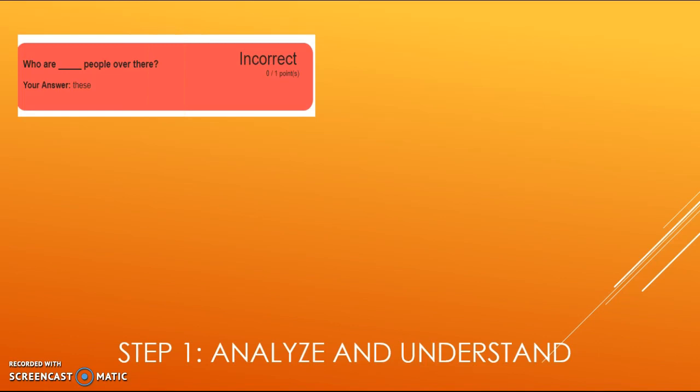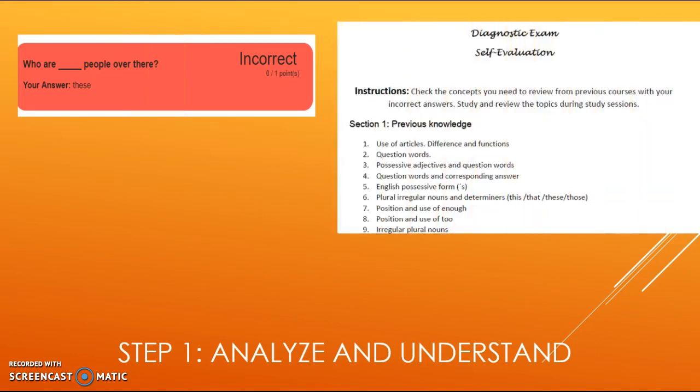For the incorrect answer that you've got, you're going to connect it with the list of topics of the self-evaluation of the diagnostic exam. In this case, this is connected with section number 1, question number 6. Plural irregular nouns and determiners: this, that, these, and those.